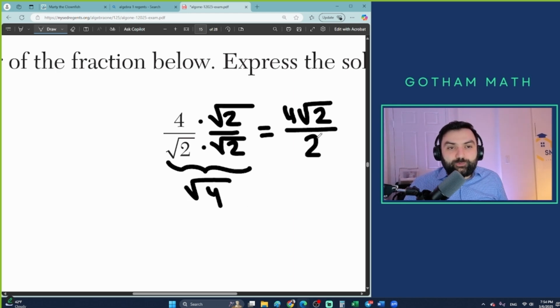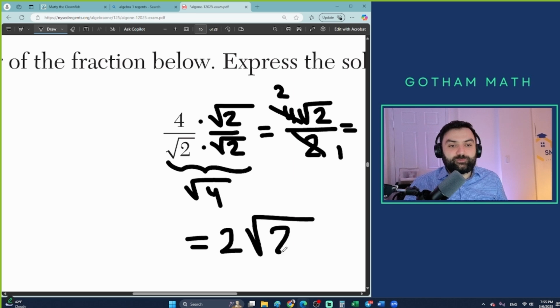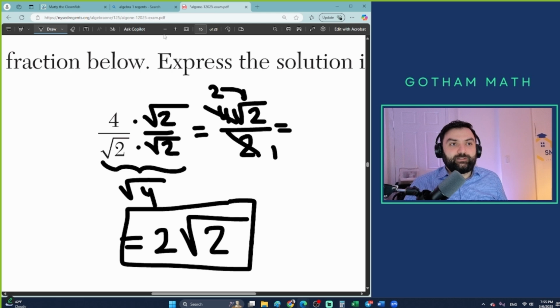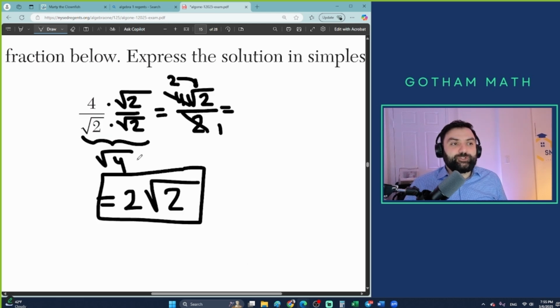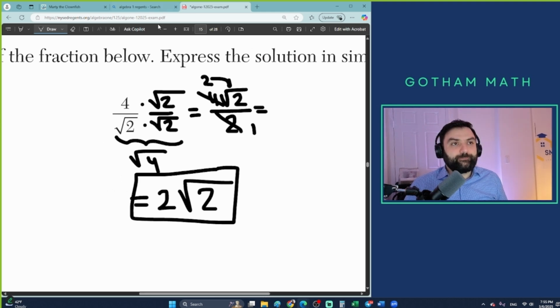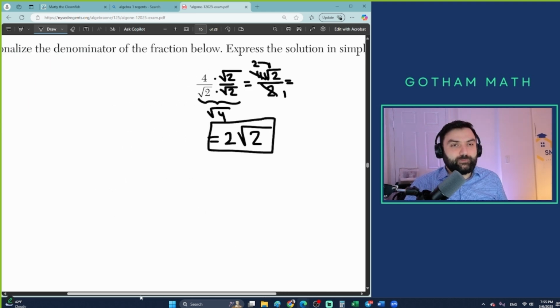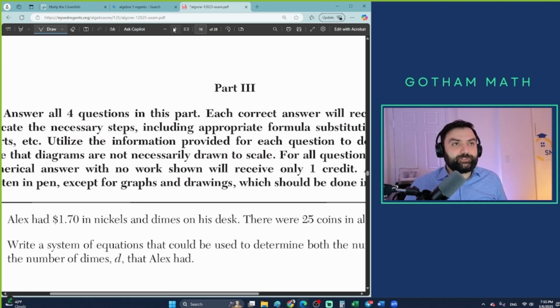And now we can reduce 4 and 2 by dividing them by 2, simplifying. So it's going to be no fraction anymore. On the top, we have 2 and then square root of 2 next to it. That's the answer. There is nothing more, nothing less. Just multiply top and bottom by square root of 2 and get rid of the square root in the denominator. That's it. All right, we're moving on to the next question.